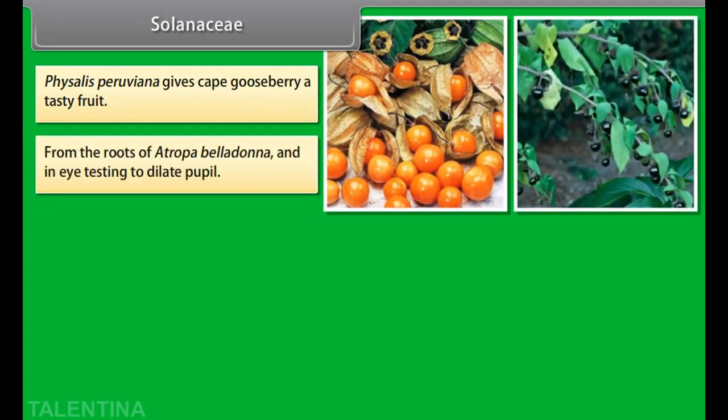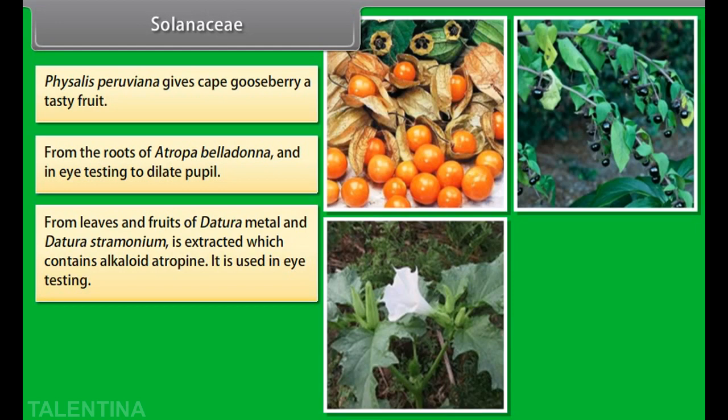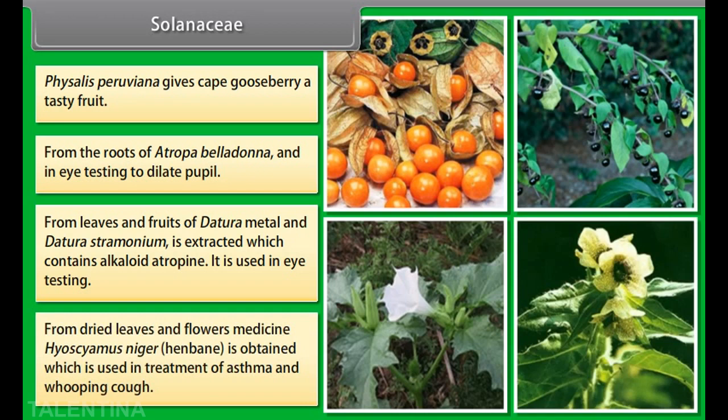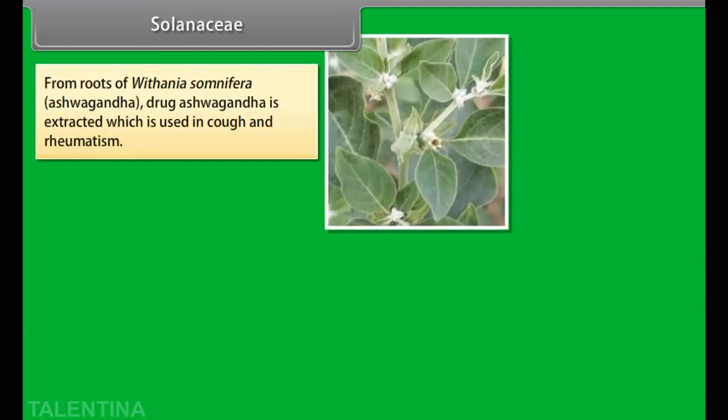From the roots of Atropa belladonna, atropine is extracted, used in eye testing to dilate the pupil. From leaves and fruits of Datura metel and Datura stramonium is extracted the alkaloid atropine. It is used in eye testing. From dried leaves and flowers, medicine from Hyoscyamus niger, henbane, is obtained, which is used in treatment of asthma and whooping cough. From roots of Withania somnifera, ashwagandha, the drug ashwagandha is extracted, which is used in cough and rheumatism.